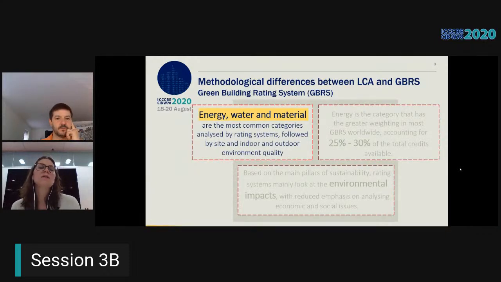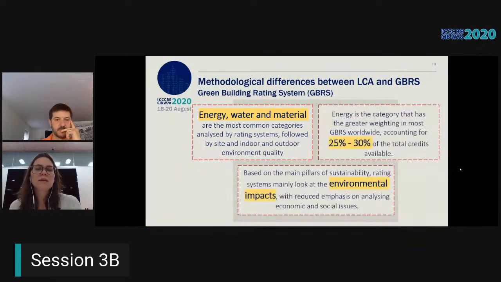So looking at the rating systems mentioned in previous slides, energy, water, and materials are the most common categories analyzed by rating systems, followed by site and indoor and outdoor environment quality. And again, looking at the rating systems mentioned, energy accounts for 25 to 30% of the total credits available. And based on the main pillars of sustainability, rating systems mainly look at the environmental impacts with reduced emphasis on economic and social issues.